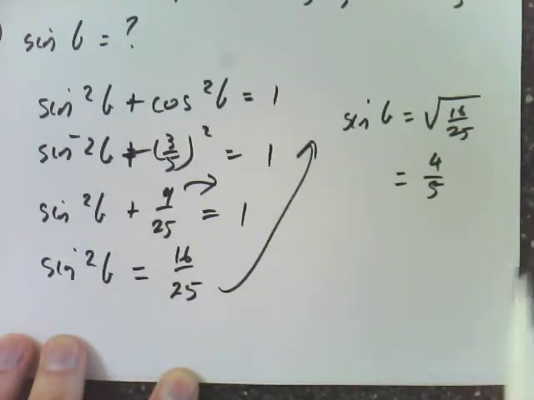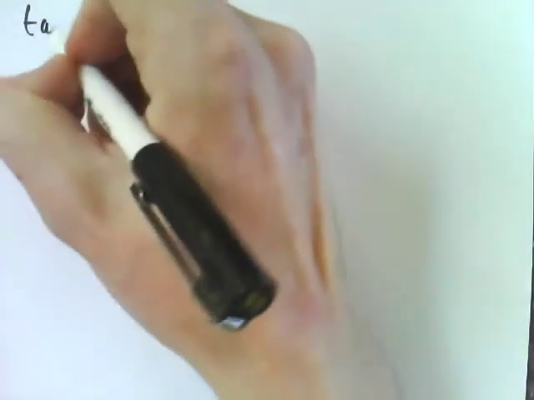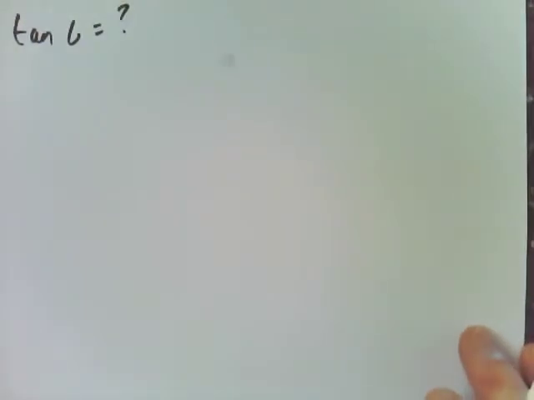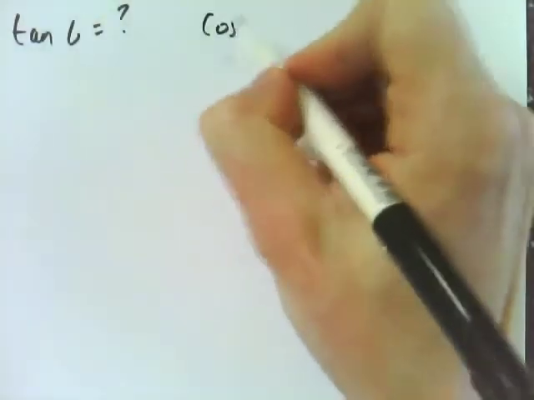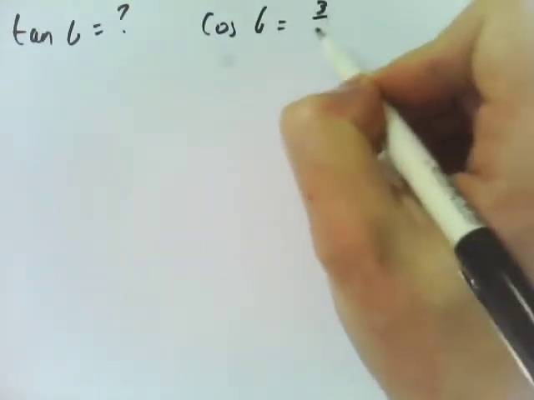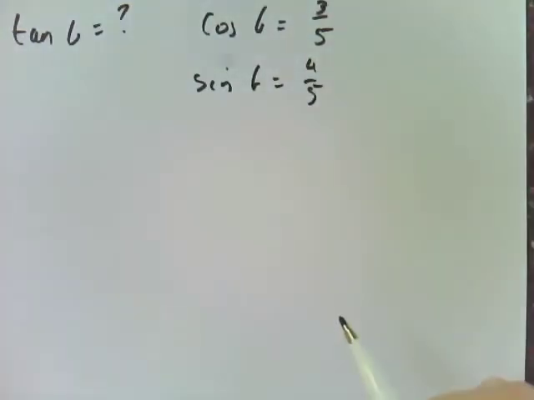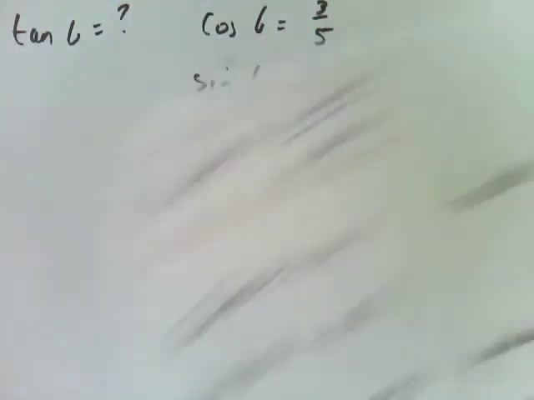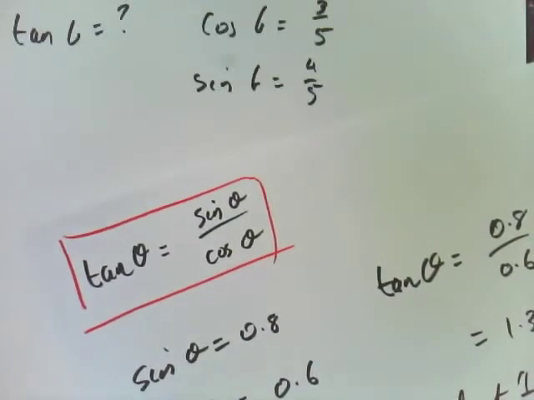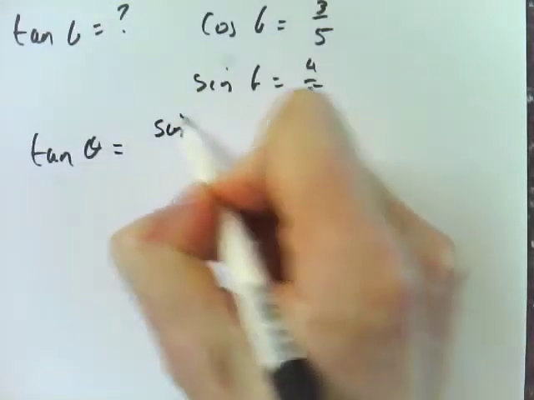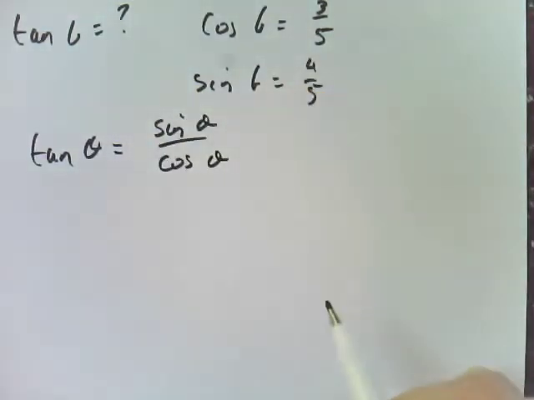Part B then asks you to find tan B. So we know that cos B equals 3 on 5. We know that sine B is 4 on 5. We just calculated that one. Given this identity here, we know that tan is sine over cos. So again, we write that out. Tan theta equals sine theta over cos theta. Get in the habit of writing down the identity you're using.